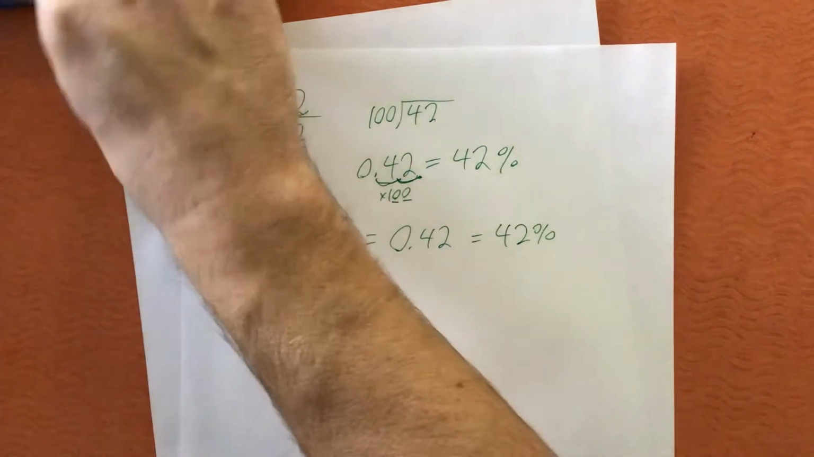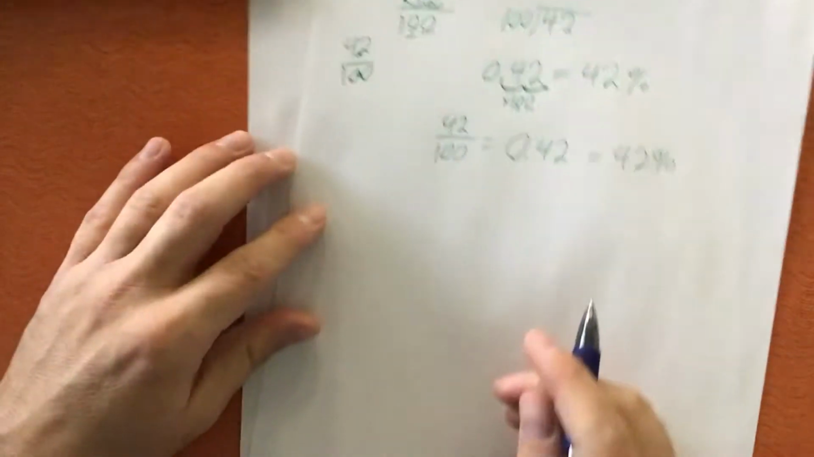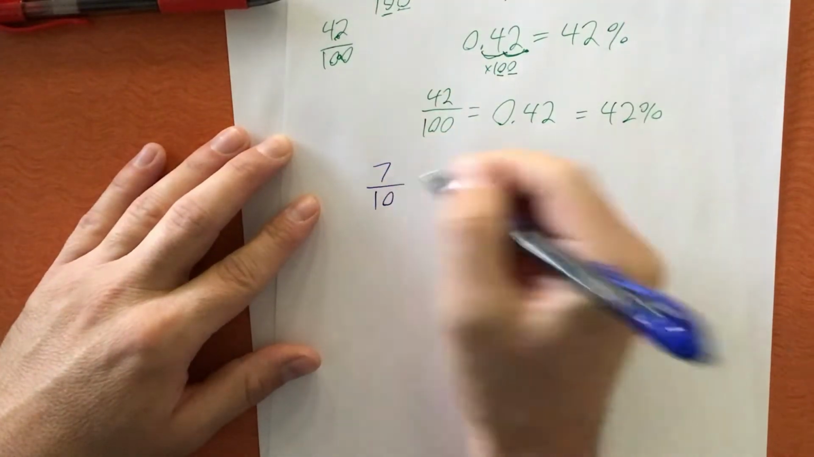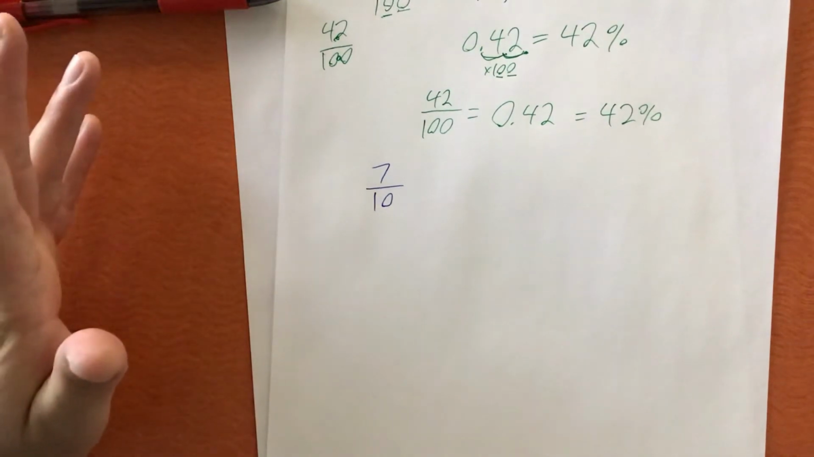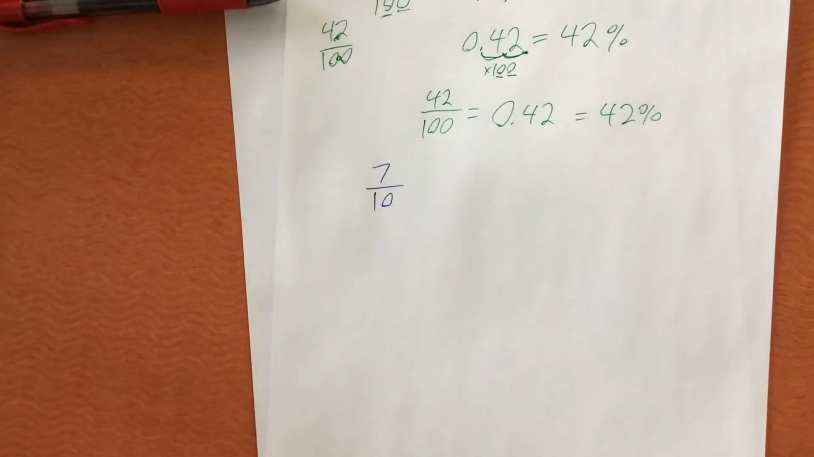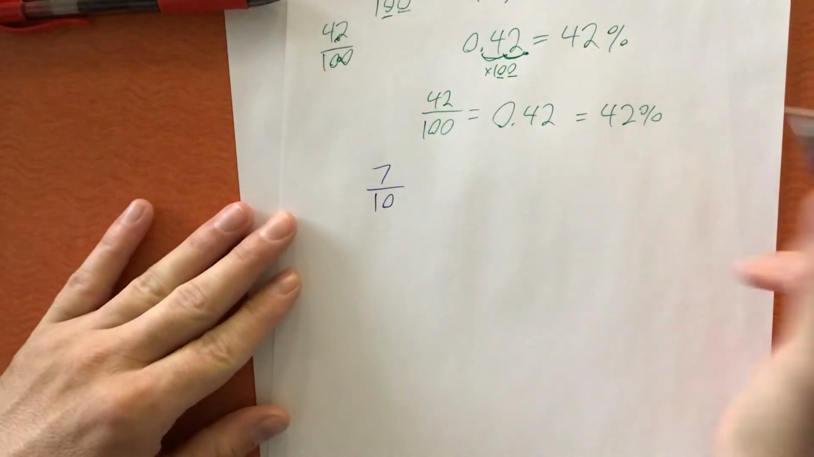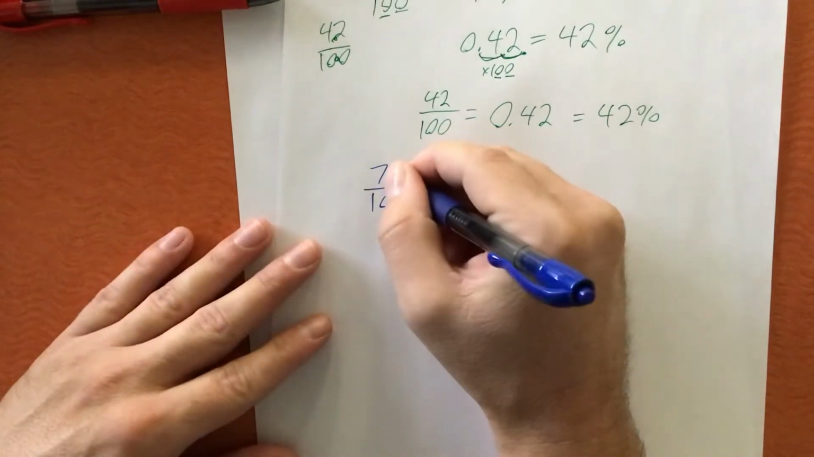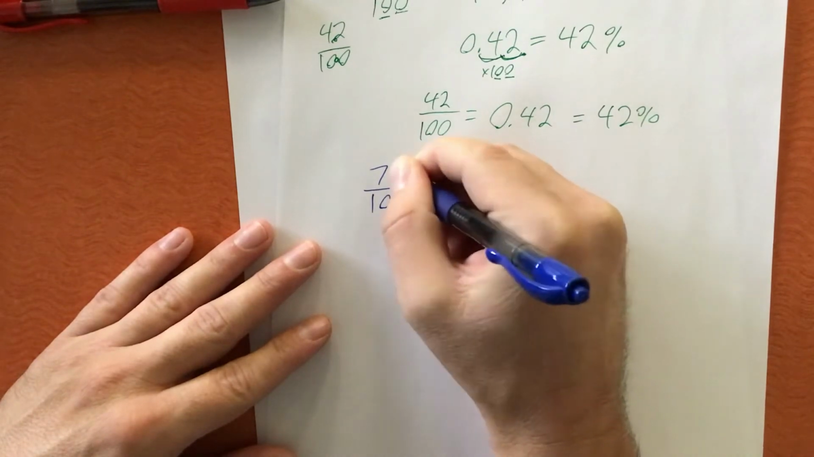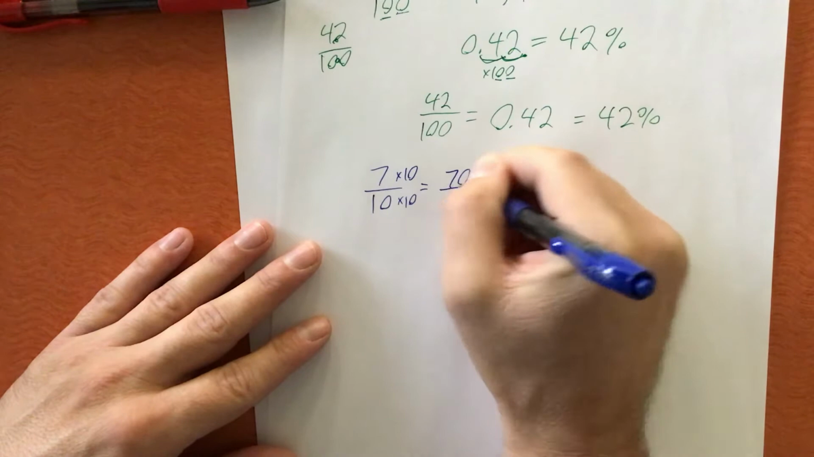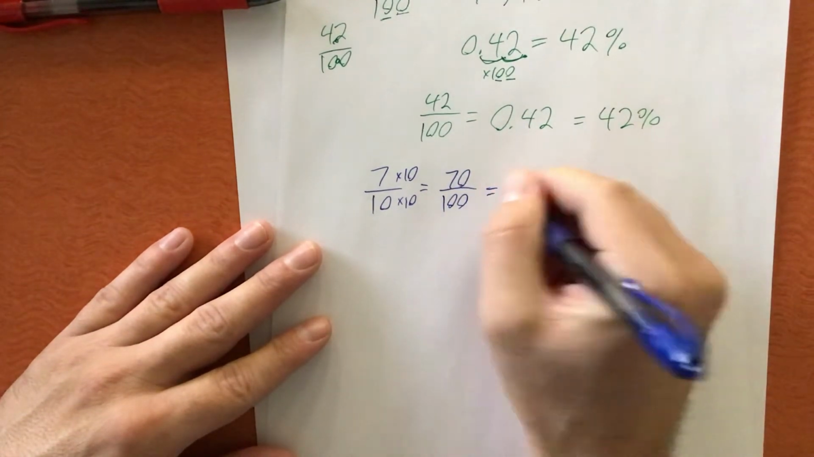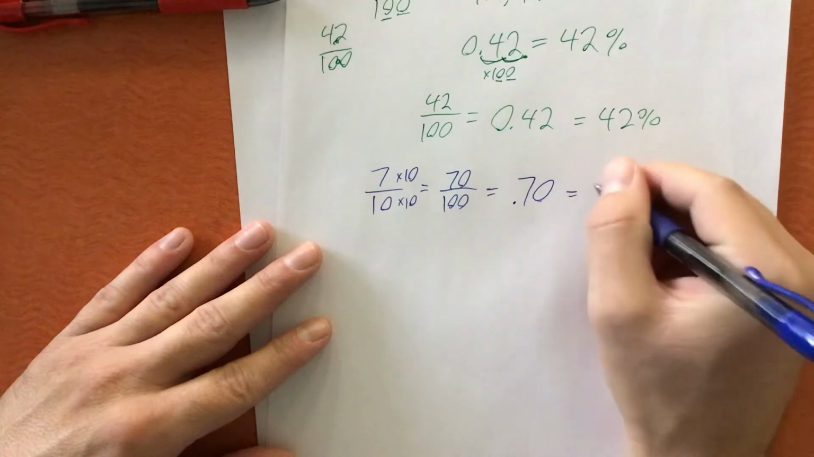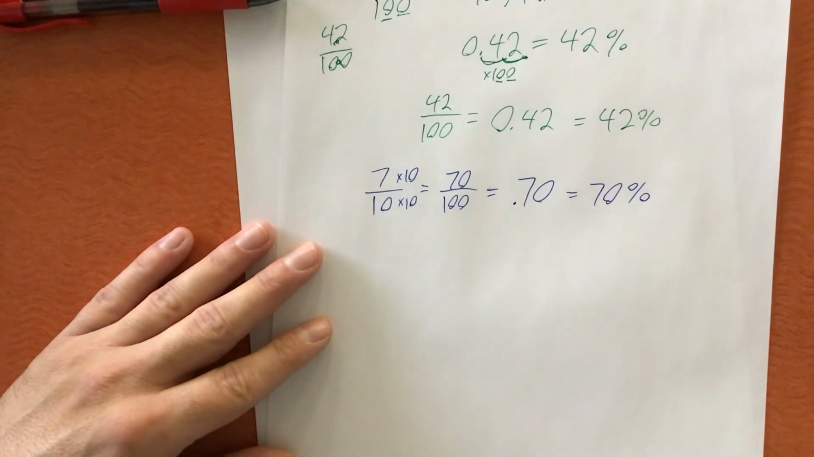Okay, so let's say that we have a fraction that's not necessarily with 100. Let's say we have one that's 7 over 10. I think the easiest way to change that into a decimal and a percent is to make this denominator 100. And on this one, that's pretty easy. Obviously, I can multiply by 10, and that gives me 70 over 100, which we know would be 0.70 or 70%.